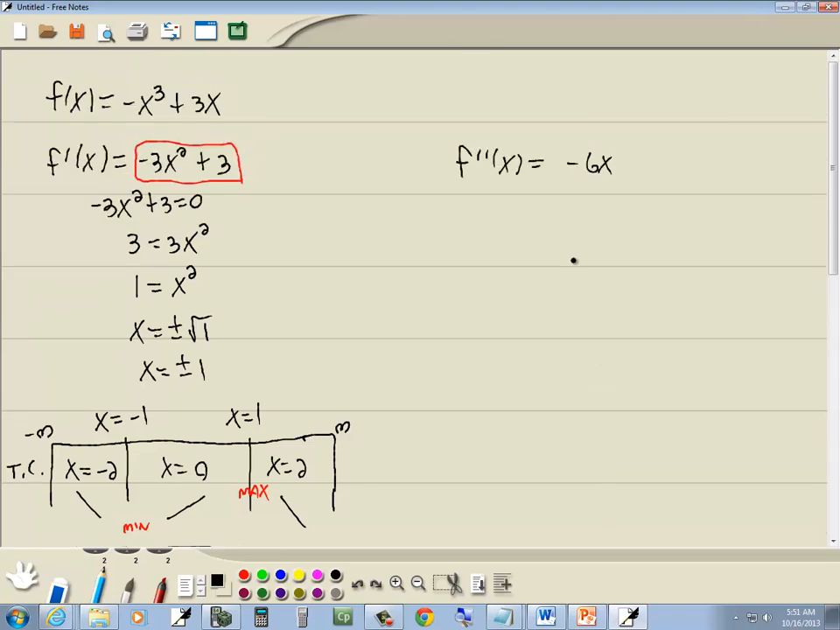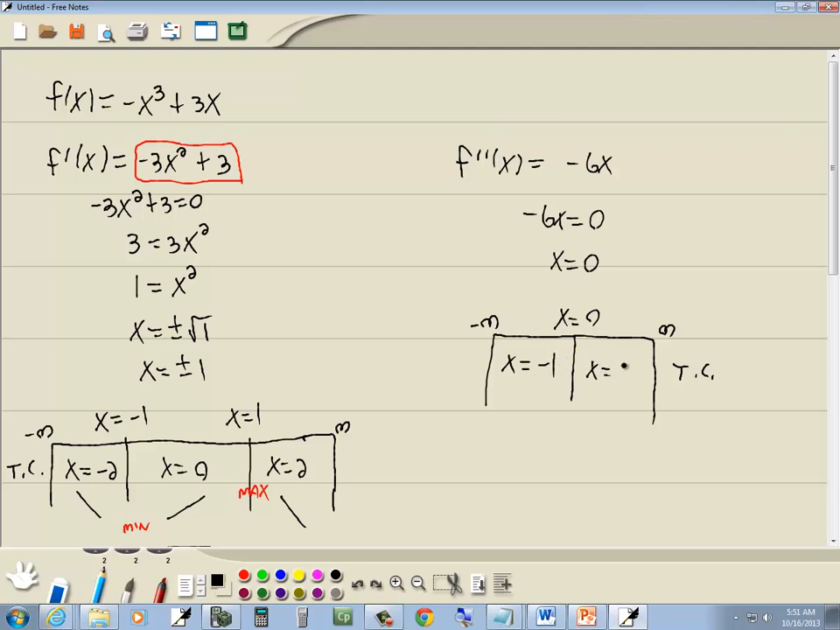Okay, now to our second derivative. We want to set it equal to 0 and solve. Well, if we divide both sides by negative 6, we get x is equal to 0. That's our critical value. And we want to build a table of intervals based upon that. Here's negative infinity. Here's positive infinity. I want to choose test cases. Choose something between negative infinity and 0, like negative 1. Choose something between 0 and infinity, like positive 1. Now, we want to plug this into our second derivative and see what our signs are.